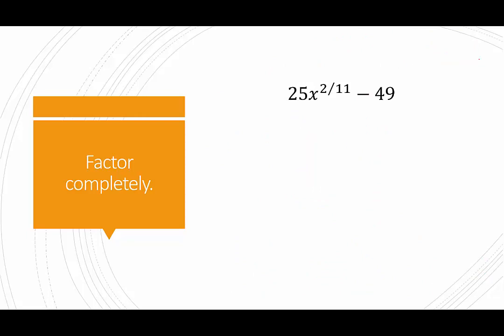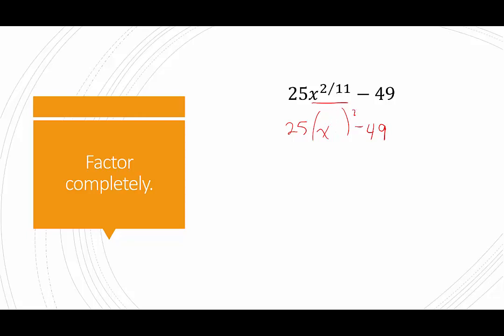Okay, wait, what's going on here? This is only two terms. Oh, okay, so let's just first get it so that the exponent is a square. So I'm going to rewrite this as 25 times x to the 1/11 quantity squared minus 49. If you want to use substitution, you can. I think for this one I won't, though.